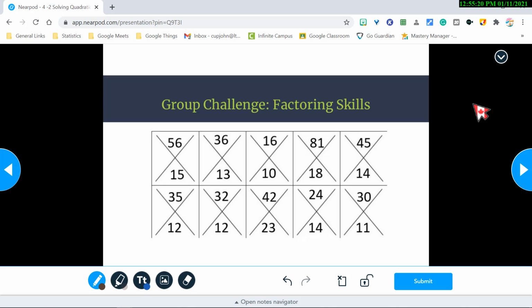Diamond problems. We just got to get better at these. That's how you factor. Remember the top number.